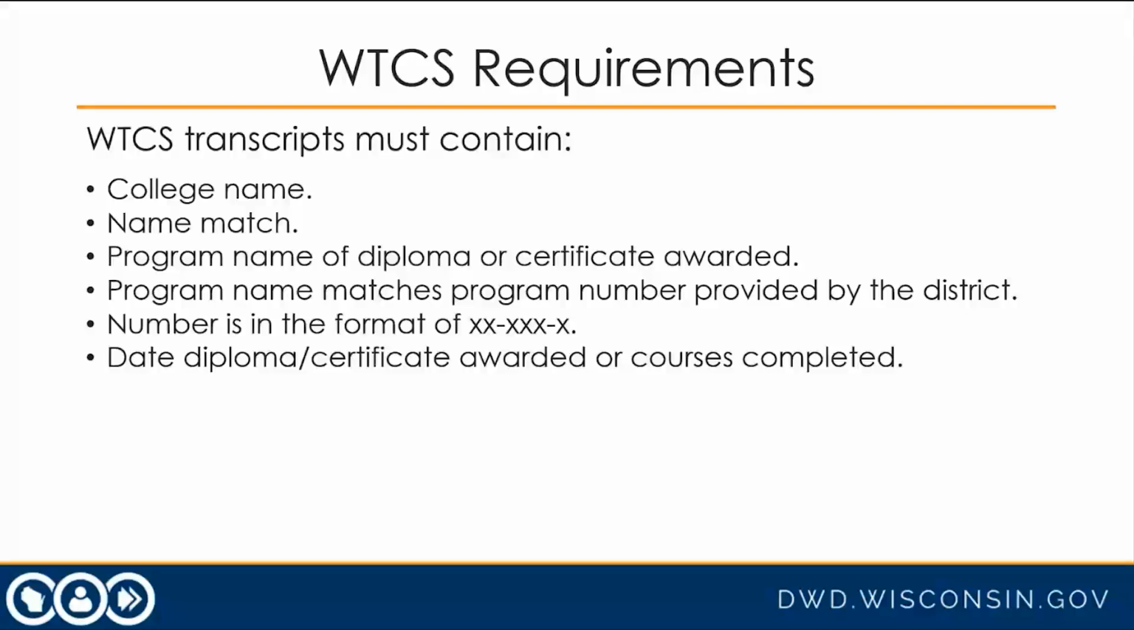The program number is to be in that format of 2 digits, 3 digits, 1 digit. Then we need to see the date that the diploma or certificate was awarded, or else the dates that required courses were completed.